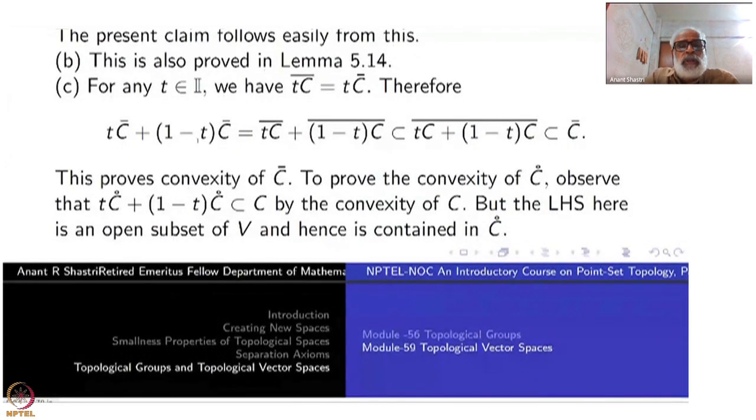Here, you can look at this one. This is only for scalars between 0 and 1, but the entire discussion can be applied to any scalar t here. Because now I am assuming that instead of C, A is a vector space already, so lambda times A will already be inside A. Therefore, the same proof will work here.